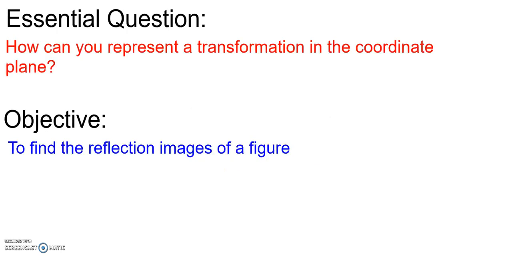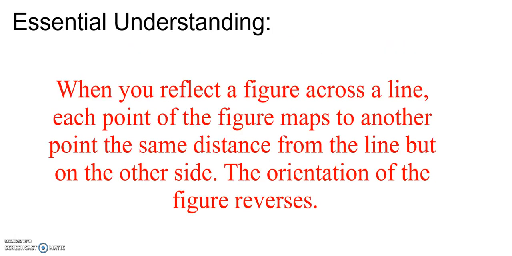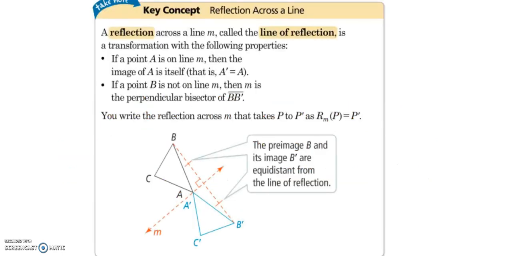Our essential question is, how can you represent a transformation in the coordinate plane? And our objective is to find the reflection images of a figure. When you reflect a figure across a line, each point of the figure maps to another point the same distance from the line, but on the other side. The orientation of the figure reverses. This is what a reflection is.